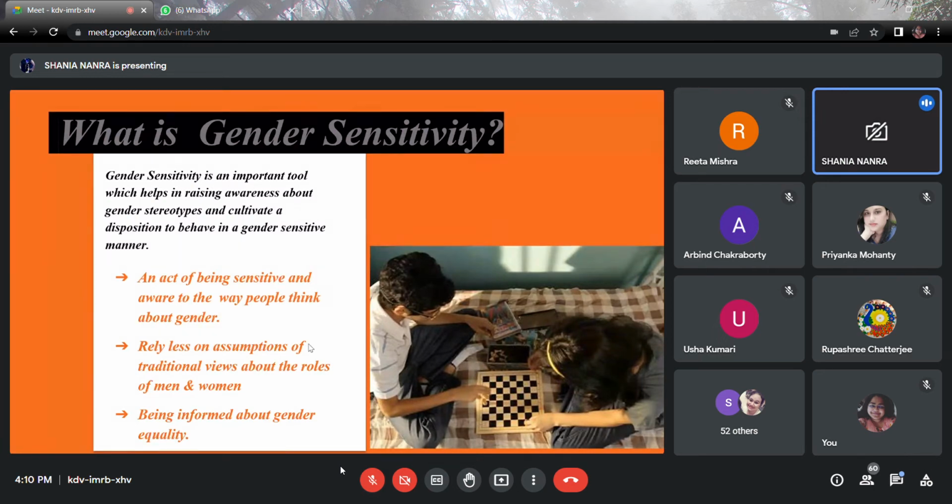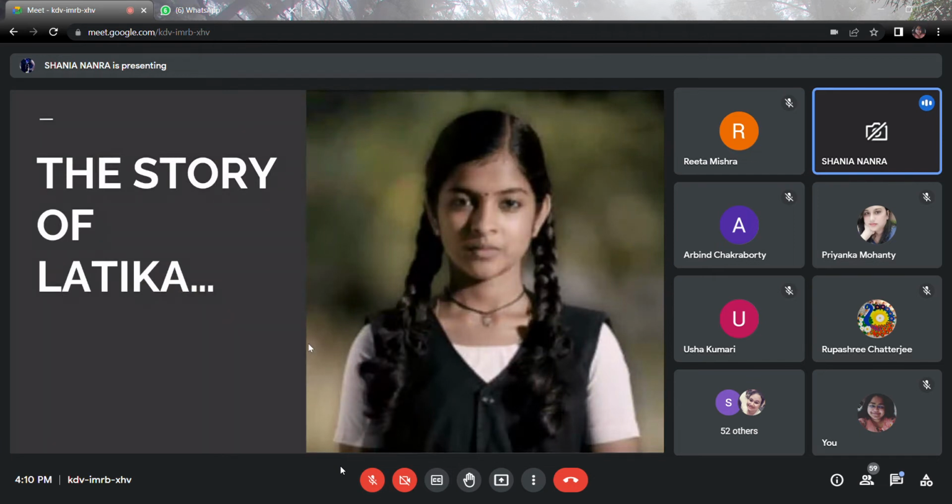Being informed about gender equality. You can only be sensitive towards gender issues when you are completely informed about gender equality. Gender equality is actually the need of the hour. It focuses on the fact that in this world, we are all born as humans. It's the social construct that has given certain qualities or roles to men and women. It's the division. It can be on the basis of traditional views or past experiences, but it is constructed by society, which can be reconstructed. Now, the story of Latika.